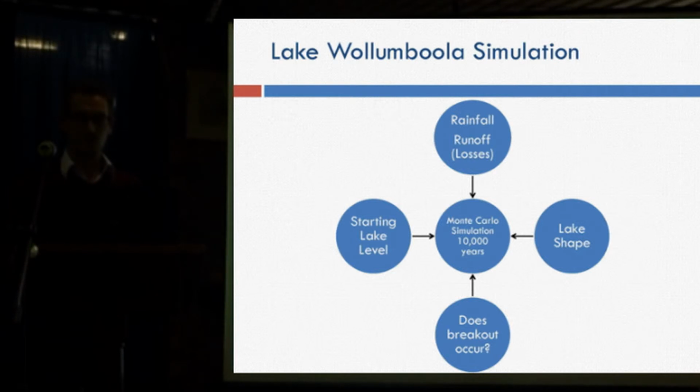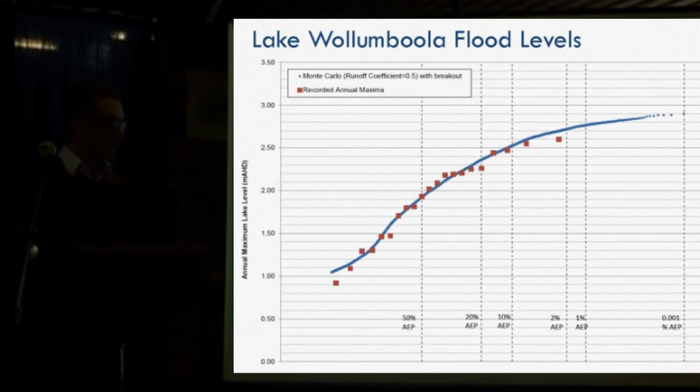We essentially run 10,000 years worth of invented data. We use a starting lake level based on the lake data that we have, and what probability it might be at any given height. We use some design rainfall data, whether we get a 100-year rainfall or a 2-year rainfall in that year. We roll the dice on that. And we put in some other inputs about the lake shape and what height the berm might be, and whether a breakout occurs during the flood. And so this is the big output of that process.